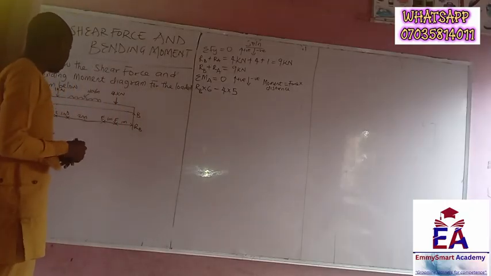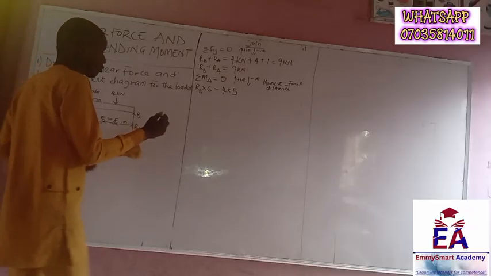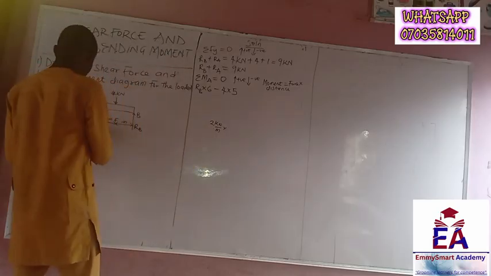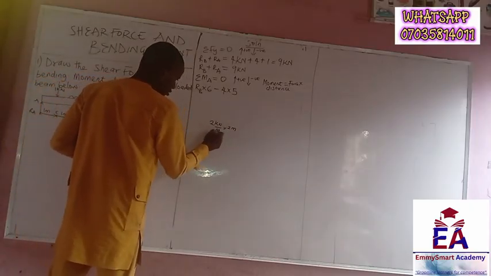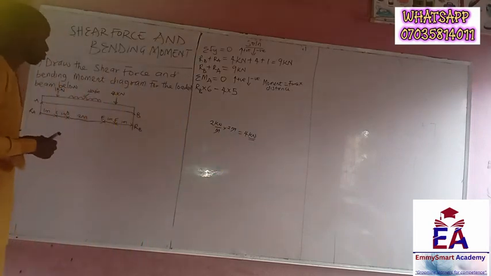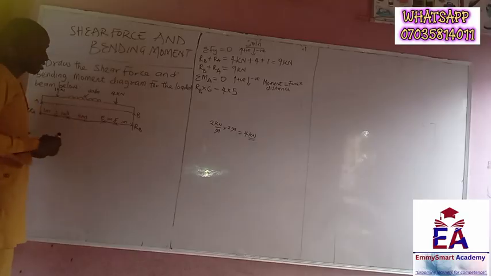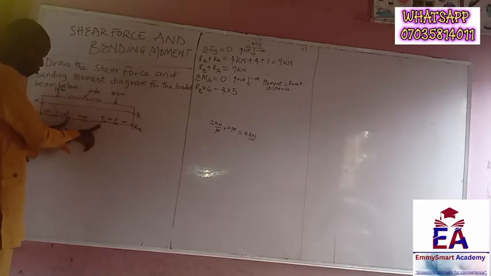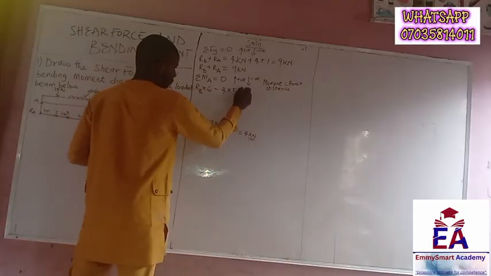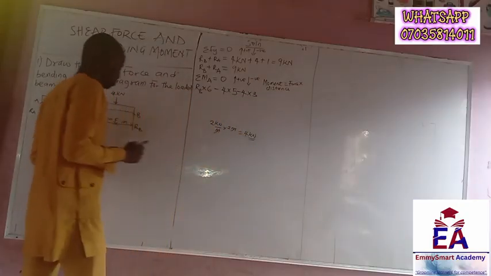Then I'll change this to a point load. Changing this to a point load means I have 2 kilonewton per meter times a distance of 2 meters. The meter cancels the meter, and it becomes 4 kilonewton. This 4 kilonewton acts at the center as a point load. The center is at 2 meters, so from here to here is 1, 2, 3. So you're going to do minus 4 times 3.